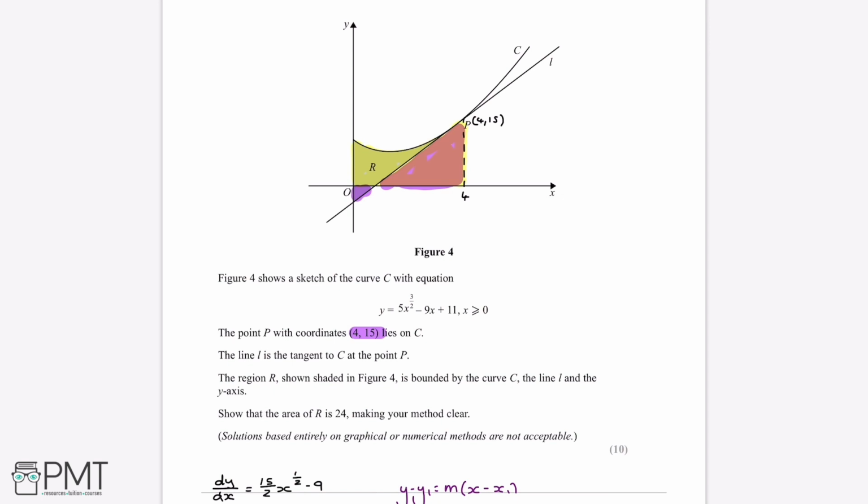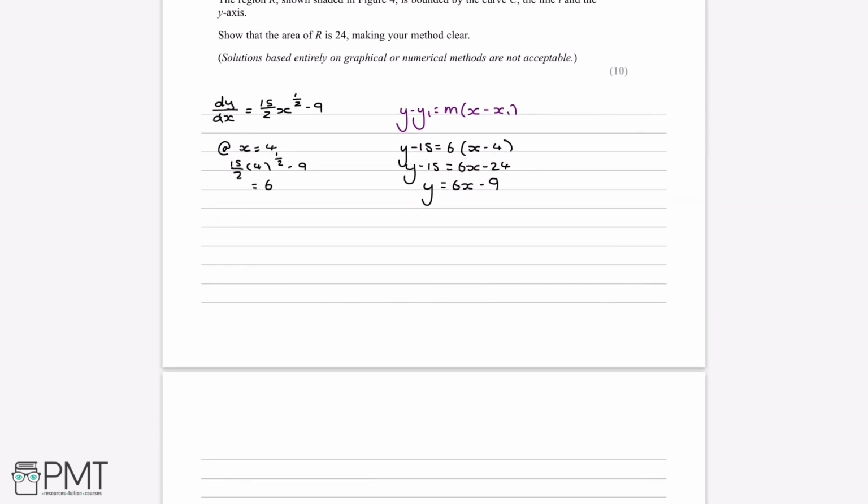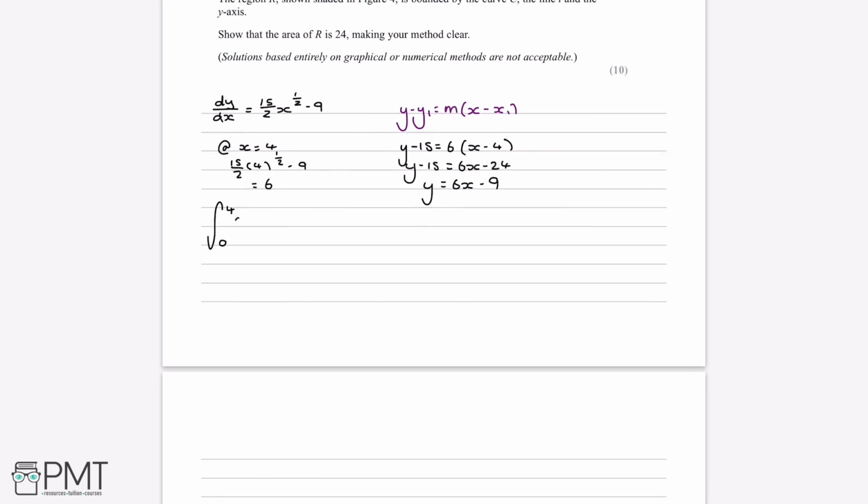So if we go and do this, we integrate between the limits of 4 and 0 the curve C, which has equation 5x to the power of 3 over 2 minus 9x plus 11, and then we're taking away from that the same thing, integrating between the limits of 4 and 0, but this time just the equation of L, which we have just found to be 6x minus 9.